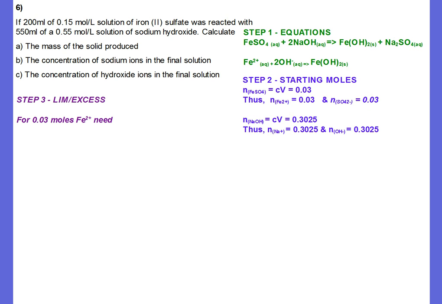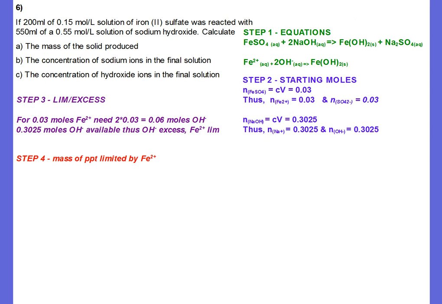Next thing, what's limiting and what's excess? So we've got 0.03 moles of iron. For that, what do we need? Well, look at this equation here. For every 1 iron, we need 2 hydroxides. We need twice that much, or 2 times 0.03, or 0.06 moles of hydroxide to react all the iron. So if we look now, we can clearly see that we've got 0.3025 moles of hydroxide available, which is much more than the 0.06 we needed to react the iron ions, and therefore the hydroxide ions are in excess and the iron 2 plus ions are our limiting reagent.